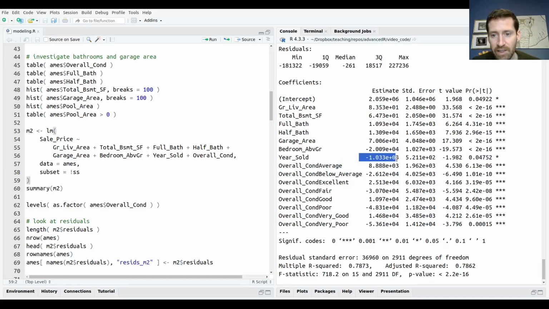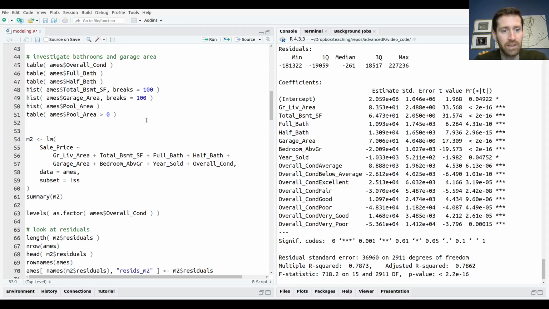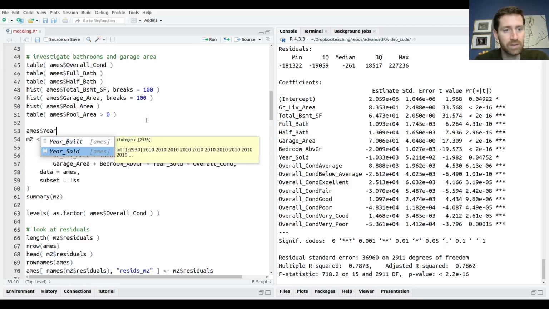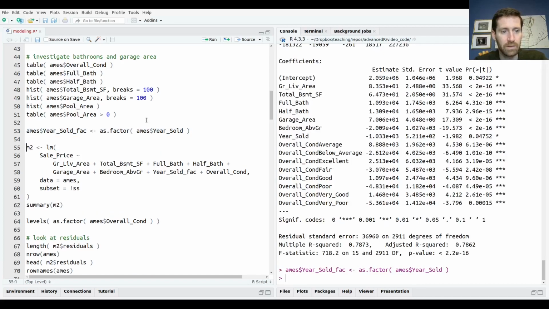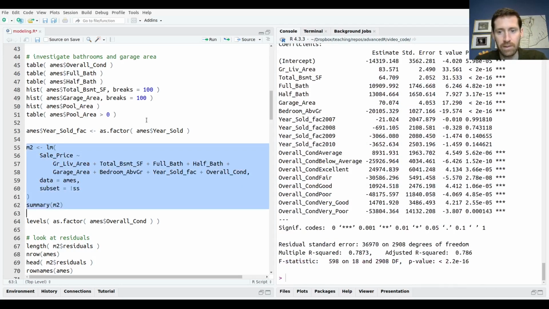All right, year sold is negative. I think one thing we should look at is to do year sold as a factor. There's two ways of doing that. I'm going to do it the easy way. So Ames dollar year sold. And I'm just going to make a new variable called fac. And I'm going to change this.